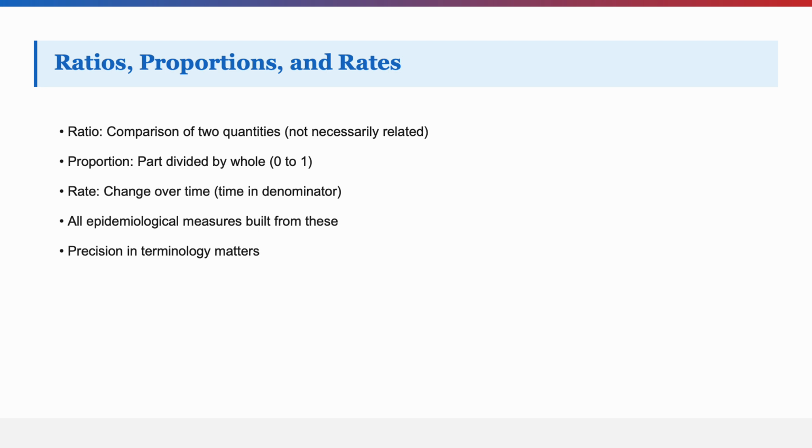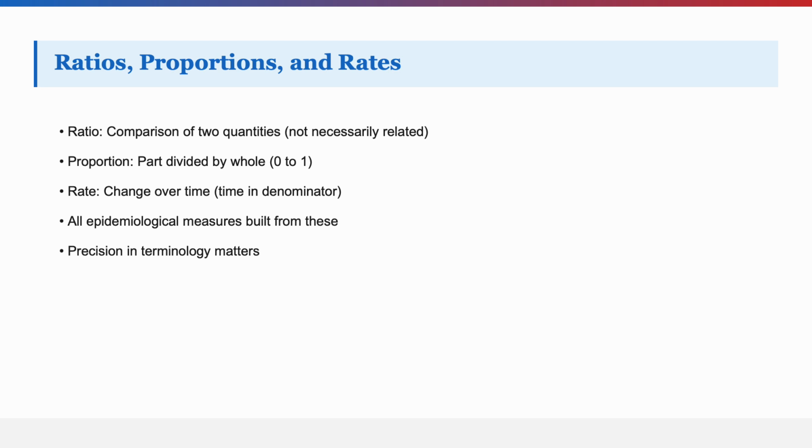Before we get to specific measures, let's be precise about basic terms. Epidemiologists are particular about terminology, and for good reason. A ratio is simply one quantity divided by another. The numerator and denominator don't have to be related. The male-to-female ratio of 1.05 means there are 1.05 males for every female. The numerator isn't part of the denominator.